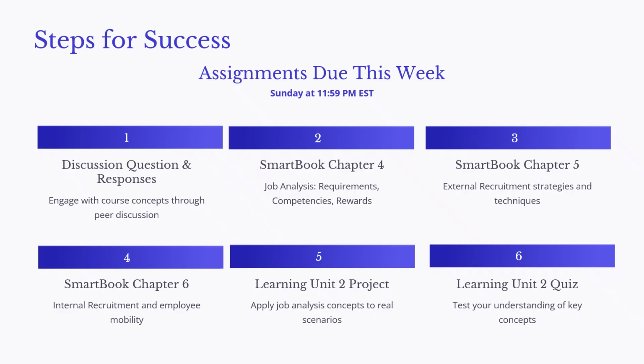Before we jump into the content of what your chapters include this week, let's talk about what will set you up for success. Here's what you'll want to complete this week by Sunday by 11:59 p.m. Eastern Standard Time. You'll be prompted for a discussion question, so you'll need to respond to the discussion and complete 2 peer responses. You'll have chapter work to complete, which is chapters 4, 5, and 6. You'll have your Learning Unit 2 project and your Learning Unit 2 quiz. One thing to maintain is to pace your work across the week, which will help you balance your learning and your assignments to have a successful week ahead.